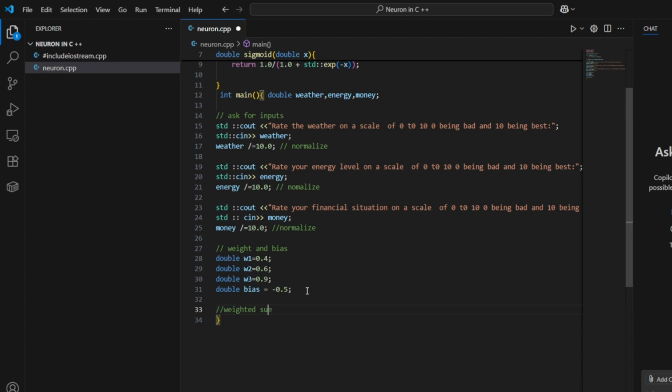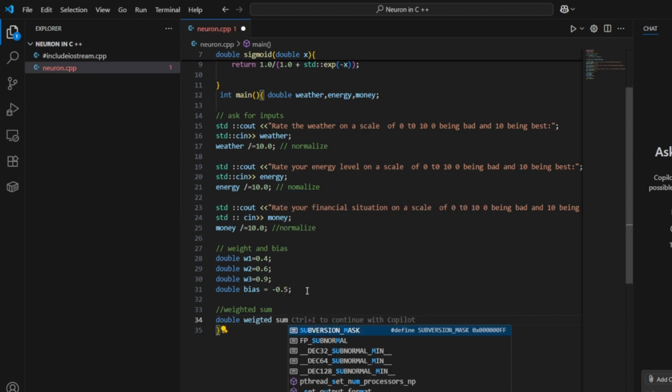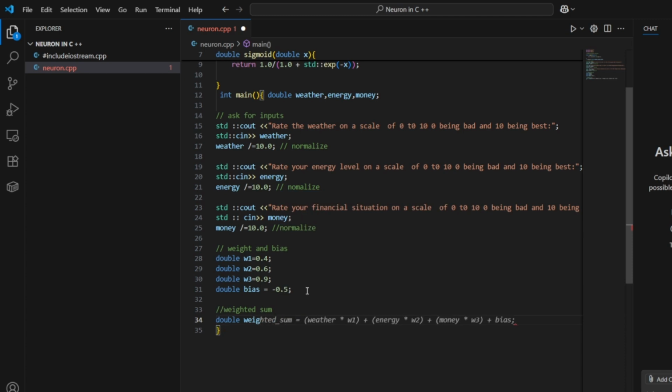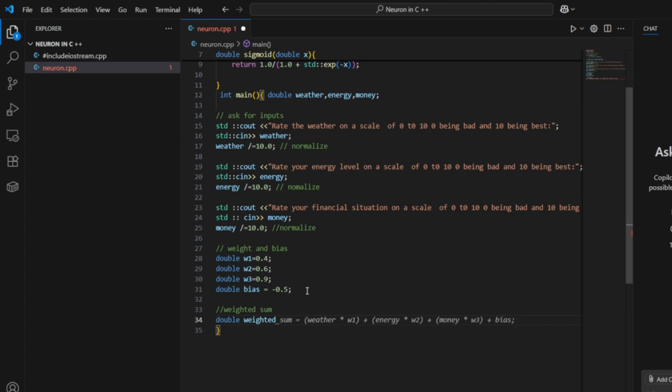Let's visualize this with a small example. After the inputs have been normalized, if weather is perfect, 1, energy is high, 1, but finances are poor, 0, the weighted sum will still include the bias, which might pull the decision back towards staying home. Weighted sum calculation: this is how the weighted sum is calculated.